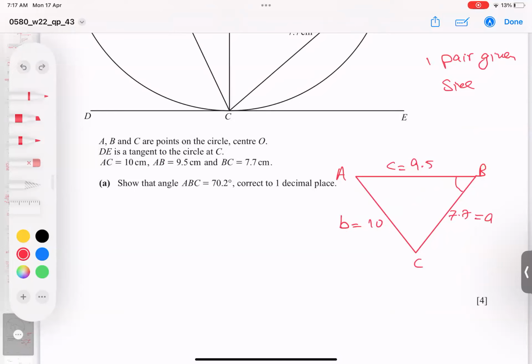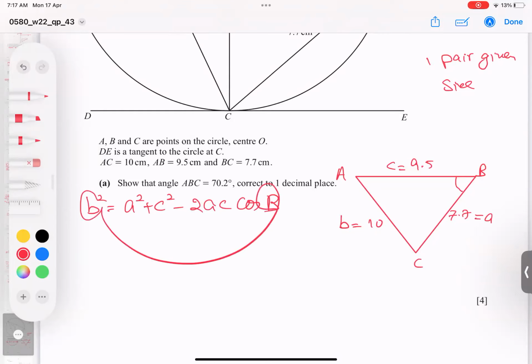I'll start from B. B to power 2 equals A to power 2 plus C to power 2 negative 2 into AC cos of capital B. What is the side here? Opposite. This is the cosine rule. That is one option. Second option, if I make this the subject, what happens, students?